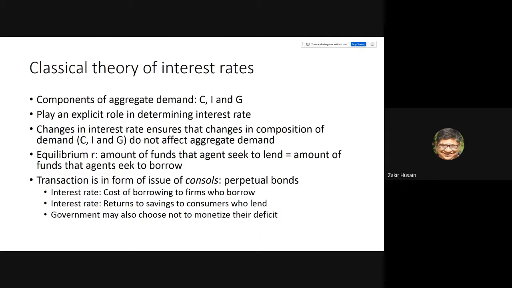Okay, so this is actually what we call the classical dichotomy. The real sector and the monetary sector are independent. We'll discuss this later on, but it's always good if you know what you're going to study. So the classical dichotomy is that there are two sectors in the economy: the real sector where output is determined, and the monetary sector where the money variables are determined. And the classical dichotomy says that these two sectors are independent of each other. Changes in the monetary sector will not affect the real sector.